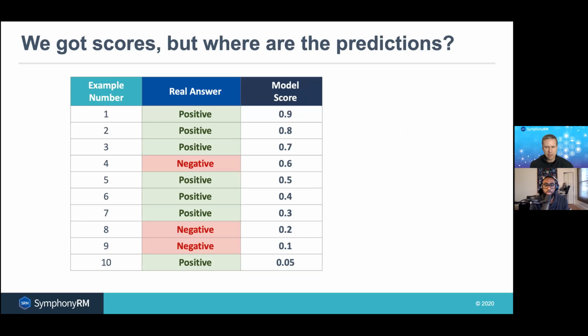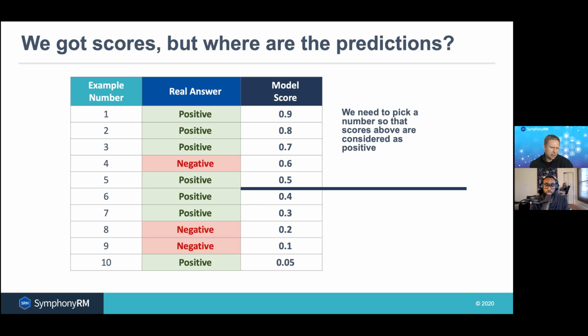And so we need to take these numbers and we need to pick a number so that scores above that are considered as positive. And so let's just draw a line. Let's just put a line and say that everything 0.5 or above, we're going to consider that positive. And what that means, of course, is that scores below that are now considered negative. And this is this concept of a score threshold.